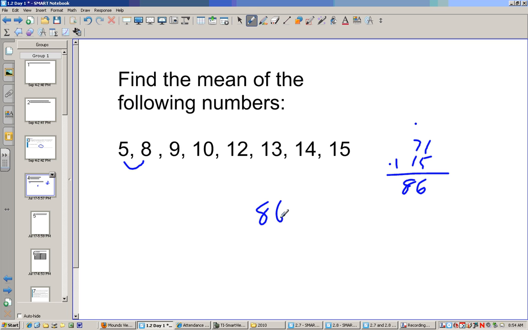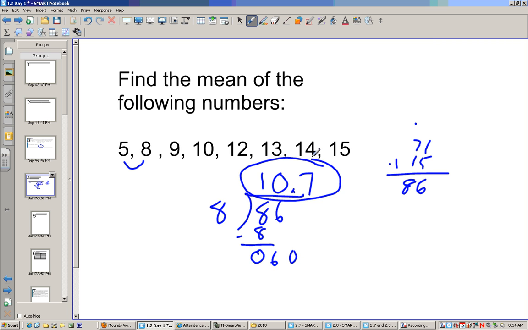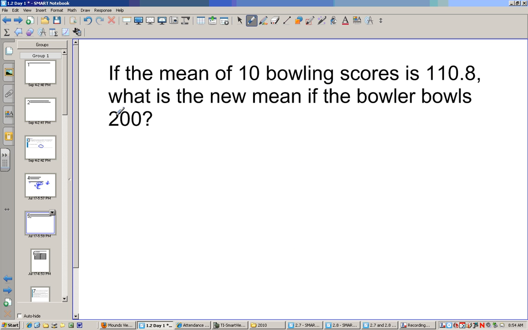So we take 86 and divide it by how many observations there are. 1, 2, 3, 4, 5, 6, 7, 8. And 86 divided by 8 would give us 10 point something. If we did it out here, 10.7. We can stop there. So 10.7 is around the mean.